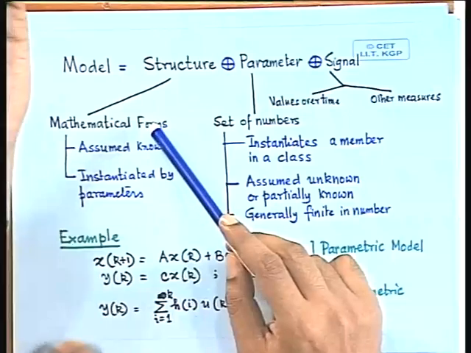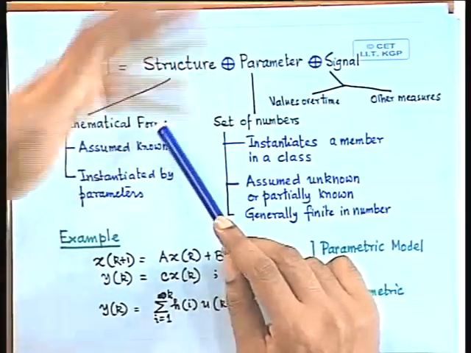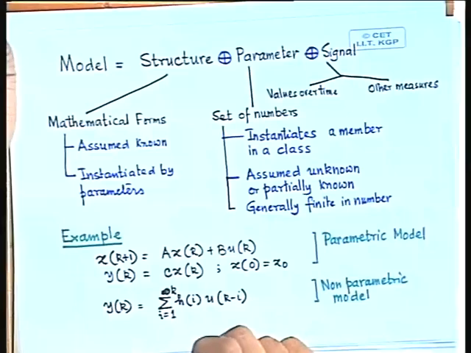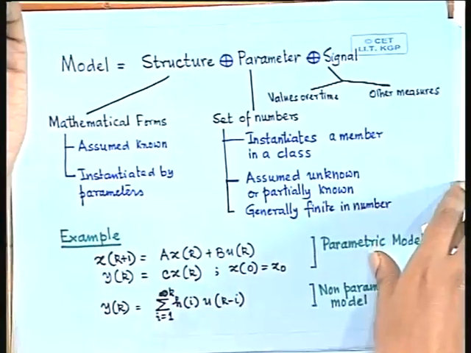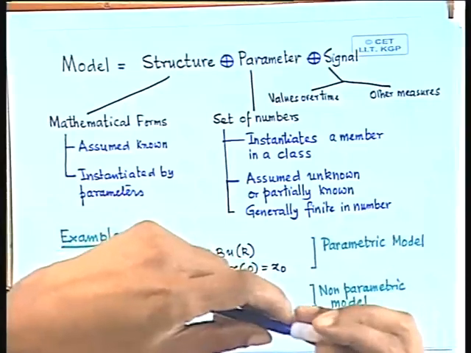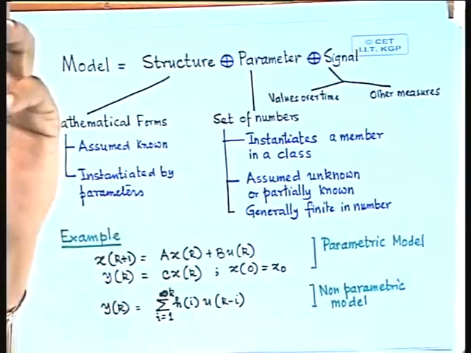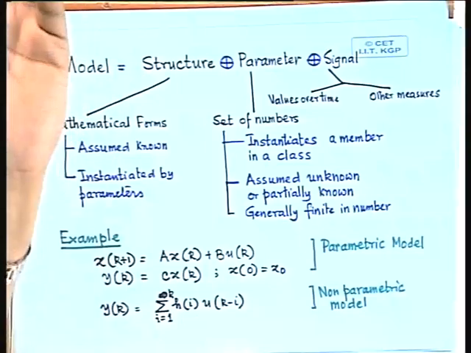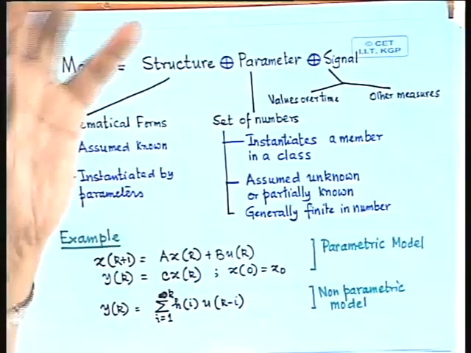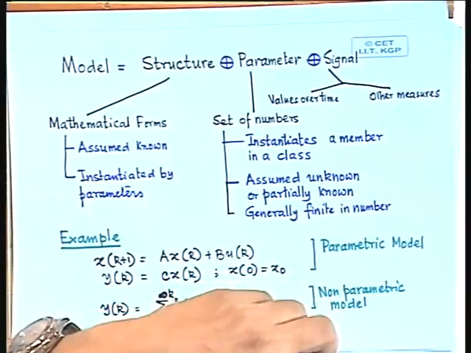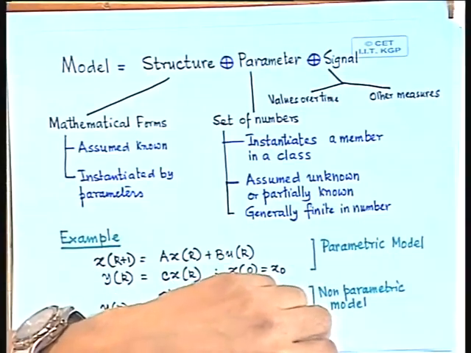And then finally, to complete the model, after all it is a relation of signal values, so you have to have the signal values. You have to have x(k) and u(k). That gives a model. Now, all models, as I have described, have parameters, that is a fact. But still some models are sometimes called non-parametric models and some models are called parametric models.